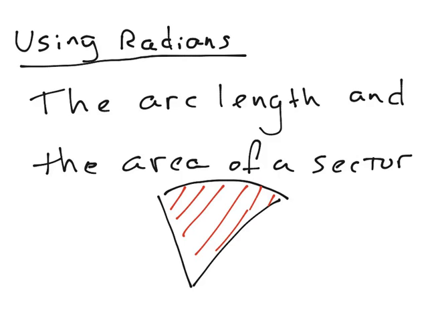Hello and welcome to another short video looking at radians, and this time we're going to look a little bit about how they are used in the context of some basic circle ideas. So we want to look at the arc length and the area of a sector, so the arc length being that distance there, and the area is a bit shaded in here.